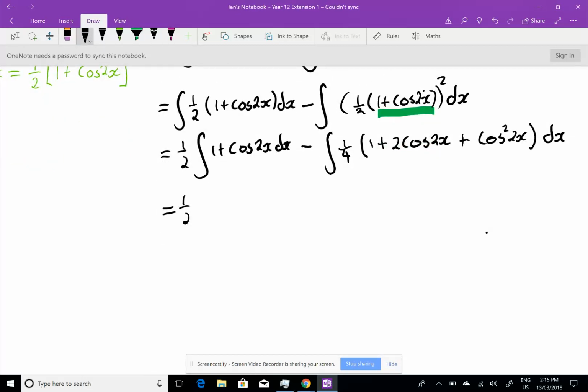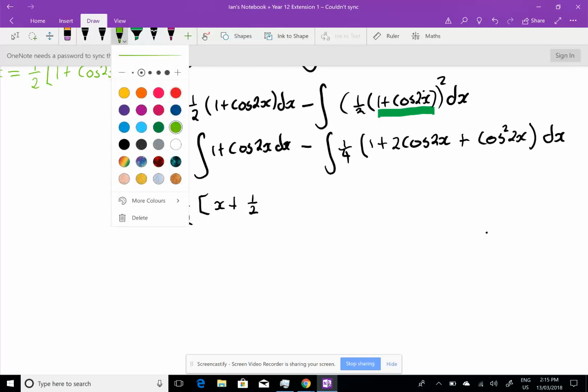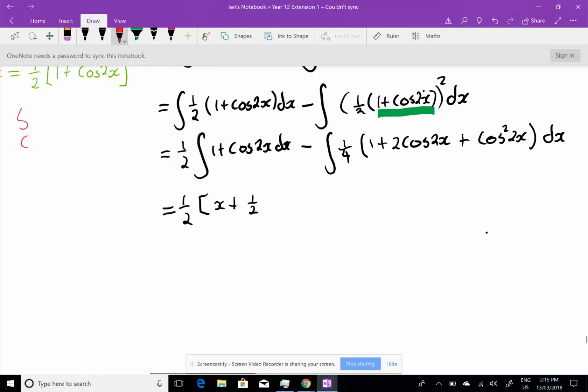Right, let's deal with this integration over here. This is pretty easy. We've got a half, and we're going to get x plus a half. Now what's the integral of cos again? So we'll quickly write this down. We go sine, cos, sine, cos, sine, cos, negative, negative. The integral of cos is sine, so half sine 2x. And I'm going to leave the constant because it's going to end up being a whole constant over there.